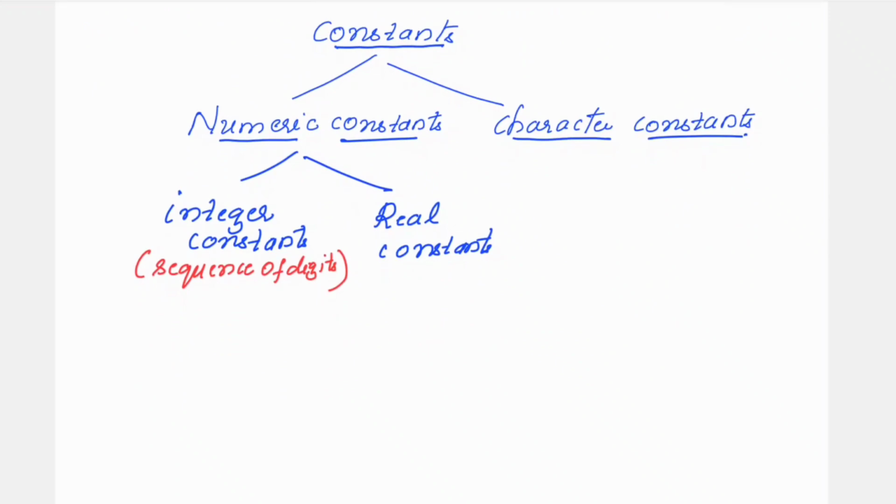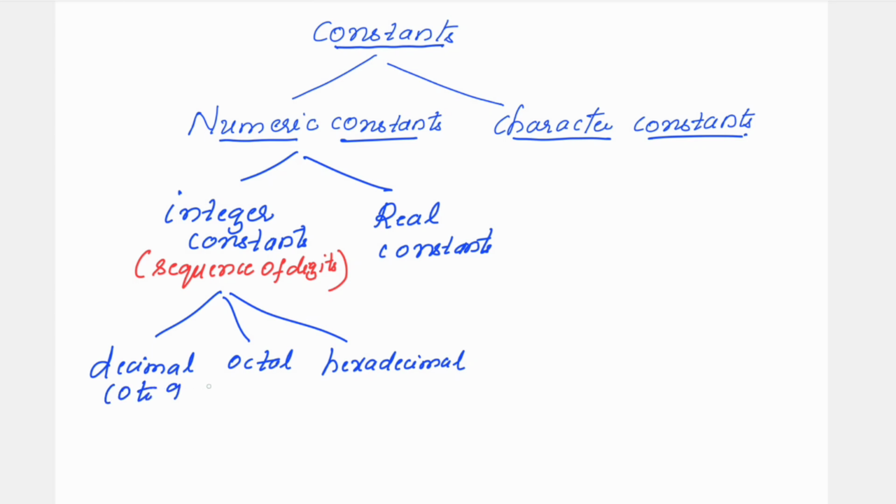There are three types of integer constants. The first one is decimal, the second one is octal, and the third one is hexadecimal. How are you going to write the decimal constants? It consists of digits from 0 to 9, and it can be preceded by an optional plus or minus operator.